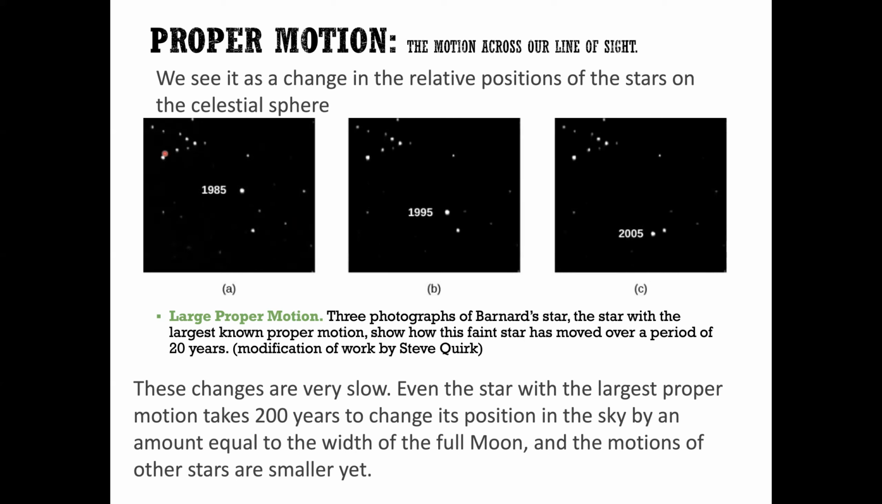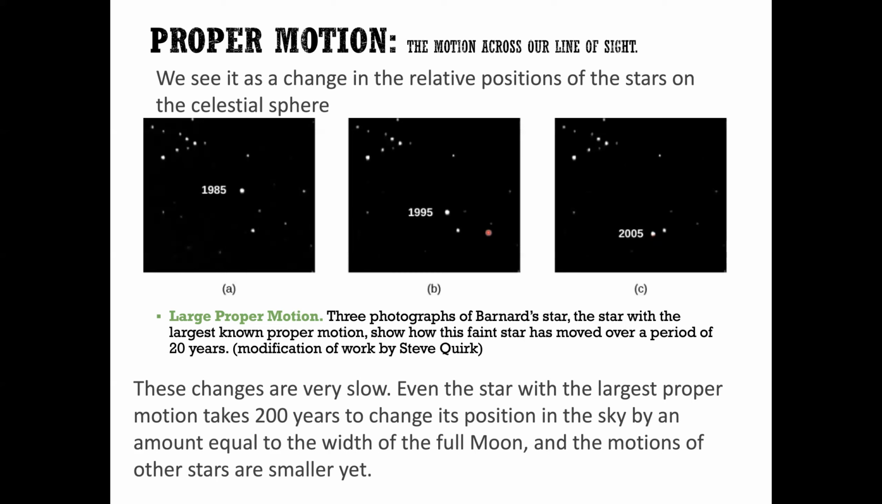You can see that this star pattern has not changed much from 1985 to 1995 to 2005, but there is a star that moves across these images. That is this particular star right here, right? So it is right here, and then after 10 years, it has come into this position, and after another 10 years, the star is right here. You can see, right? So the position of that particular star is changing, and this is the Barnard star, right? So that's called Barnard star.